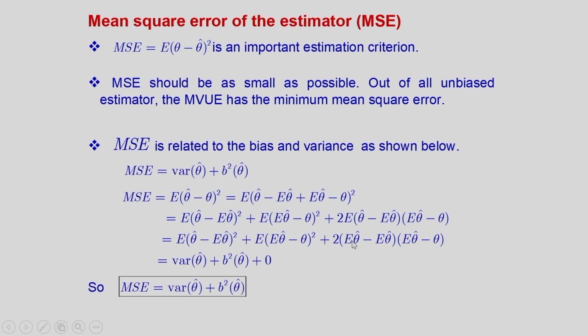And the third term, because E of theta hat minus E of theta hat, that will be the same as E of theta hat, because this is a constant quantity. So, this term will become 0. Therefore, what we get is MSE is equal to variance of theta hat plus bias of theta hat squared. This is one important relationship, and when the bias is 0, the unbiased case, in that case MSE is equal to the variance of theta hat.